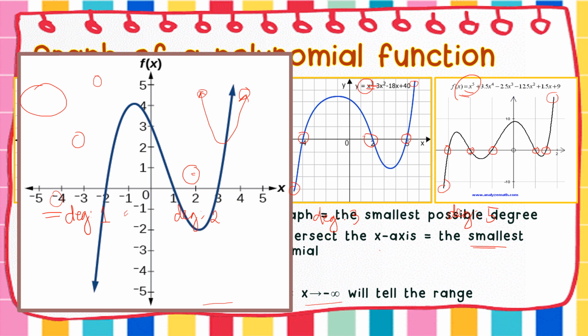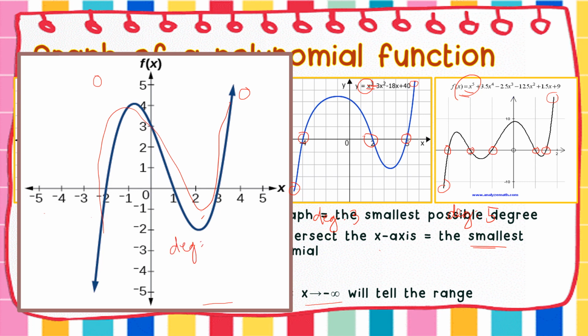Burahin ko lang muna ulit. Okay, let us have this one. How many turning points do we have? Yes, we have 3. 1, 2, 3. So the possible degree is 3 pataas. And as you can see, 3 beses din siyang tumama sa ating x-axis.